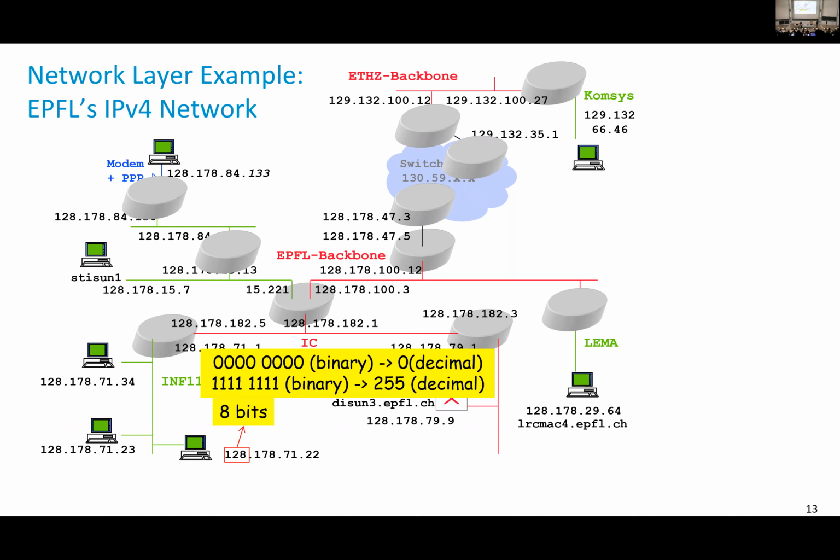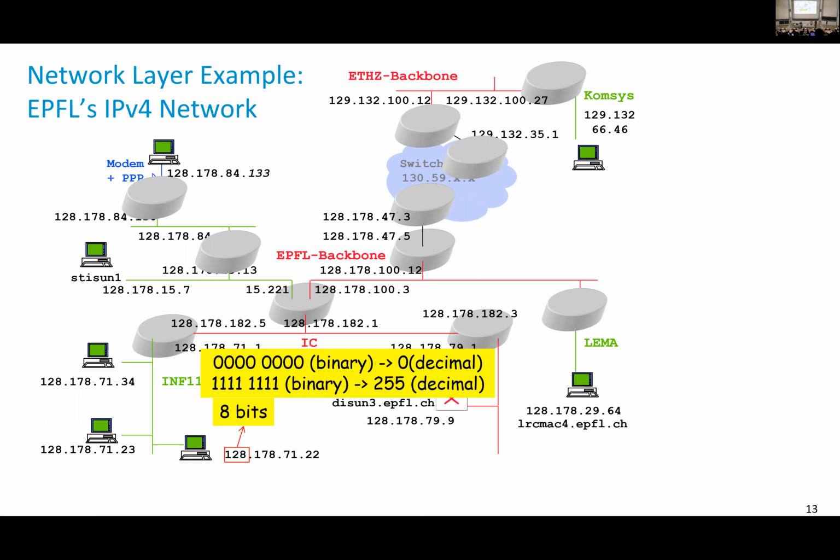Here is an example, a snapshot of the EPFL network, or a fraction of it at a certain point in the past. And you see that there are numbers everywhere that are called the IP addresses. When you read things on the internet in blogs and forums and documentation, sometimes people just say the IPs. IP stands for Internet Protocol. We'll see why it is called in this way. And the correct term is IP address, but many people say IPs.